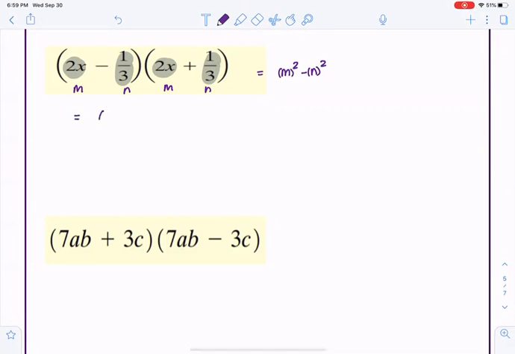So we would have 2x squared minus 1/3 squared. Using properties of exponents, 2 squared is 4 and x squared minus. Again, properties of exponents. Apply the exponent to the numerator. 1 squared is simply 1. 3 squared is 9.